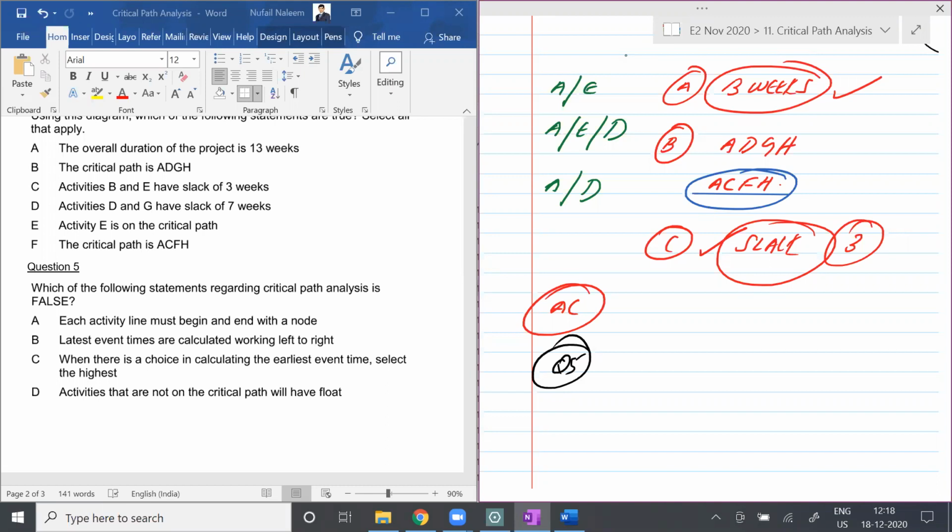The correct answer is B. What about Malit? Fauzan? B, I think. Yes, B. It's a theory question, right? B is wrong because the latest event is not left to right, it's right to left, backwards. Right, students?